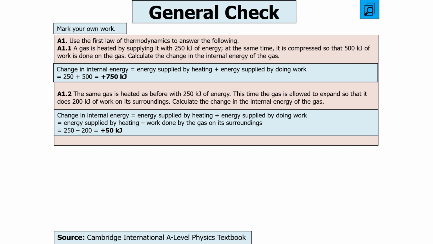Now we know here that the gas is expanding, so therefore it's 200 kilojoules out of the gas. So therefore it is minus 200. So it is plus 250 minus 200, so therefore it's 50 kilojoules.